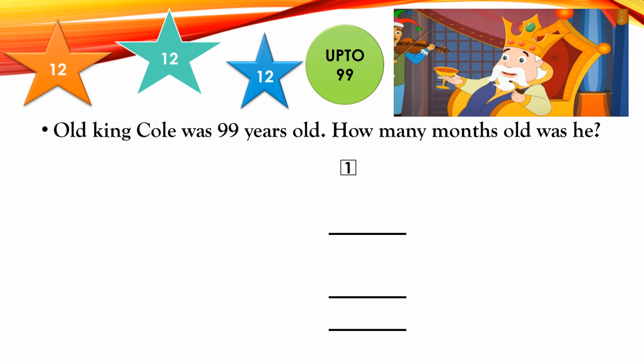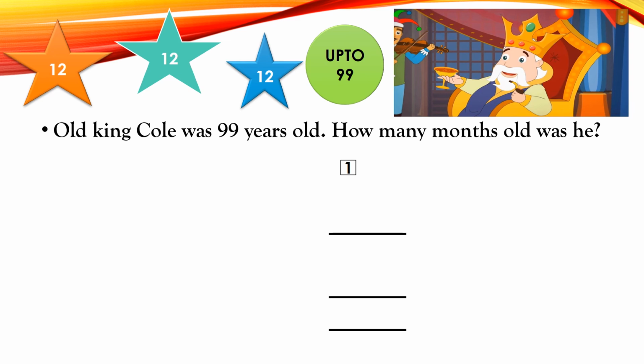Now let's have a look at this interesting problem, which is old King Cole was 99 years old. How many months old was he? Now if you look at the word problem, there's just one number given. Aren't you all confused? There's nothing to be confused. Just think over it. They have asked how many months. Now do you know one information, which is a year has 12 months.